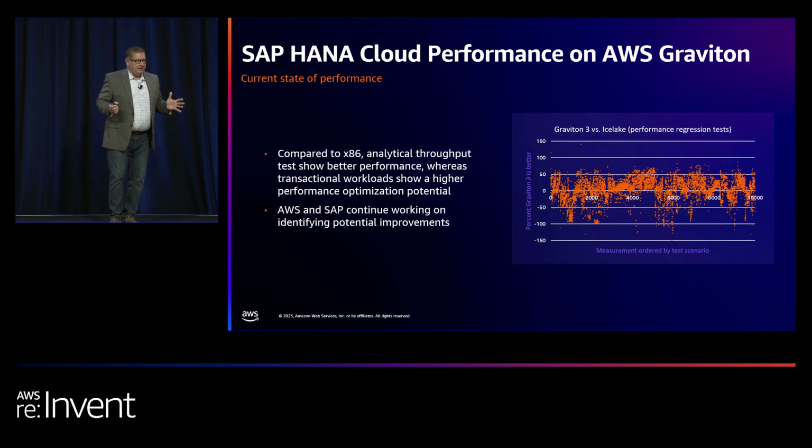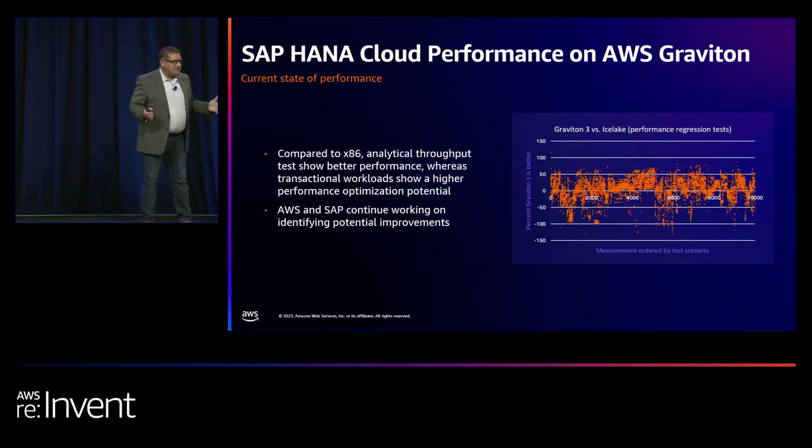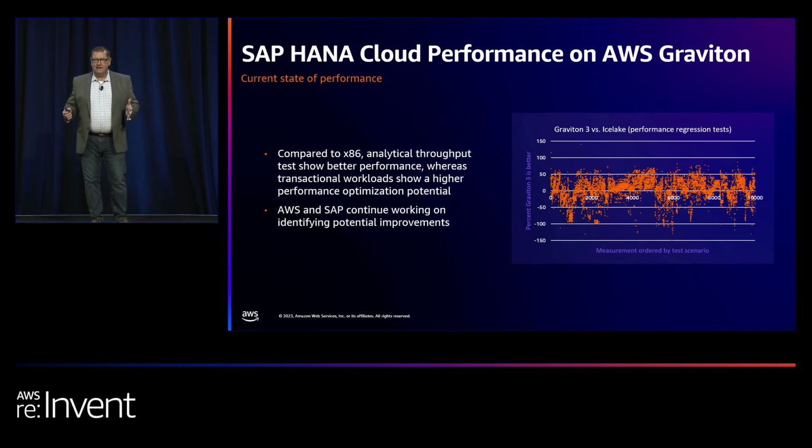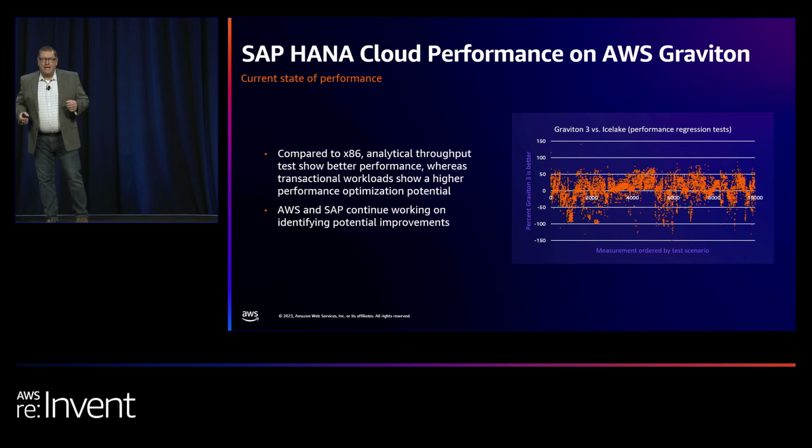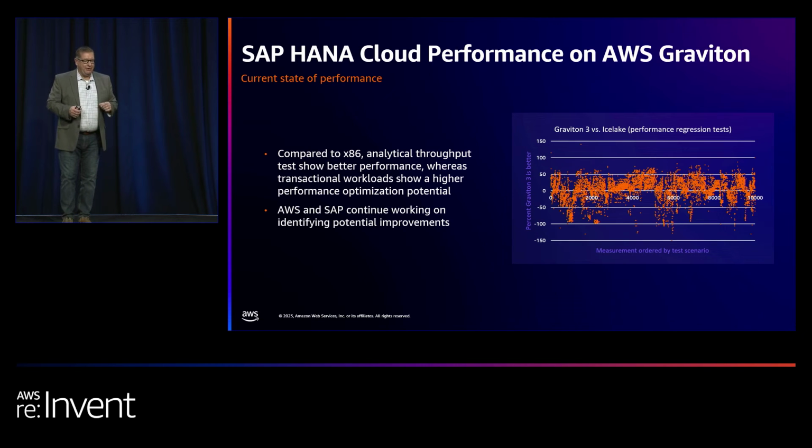So, what did it do? What does it look like from a performance perspective? This is actually the current state of performance that we can share with you today. What we're showing here are the results of a benchmark of SAP HANA Cloud running on a Graviton 3 system versus an Intel-based Ice Lake system. This was based on similar system sizes of about 64 virtual CPUs and 256 gigabytes of memory.